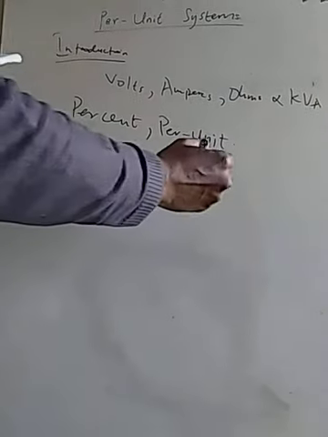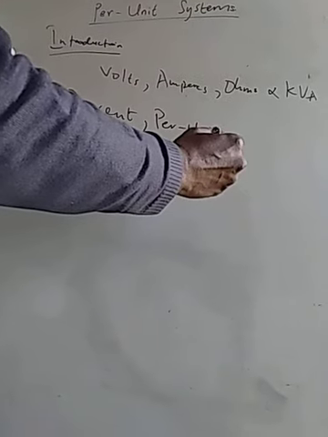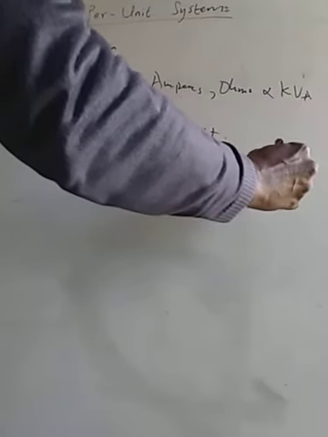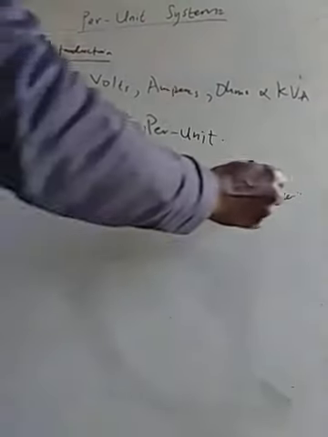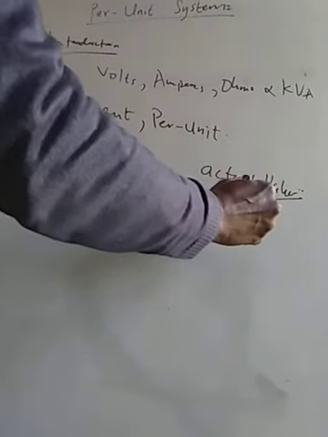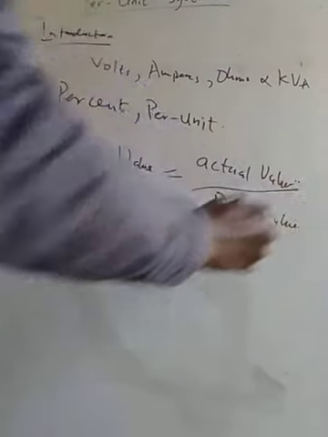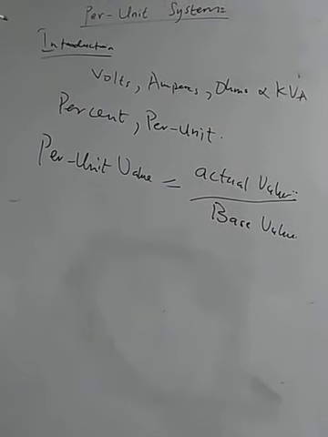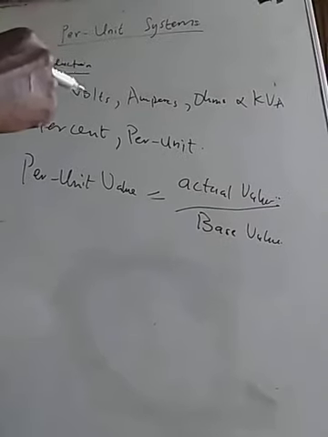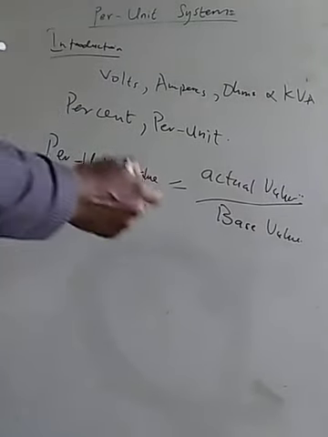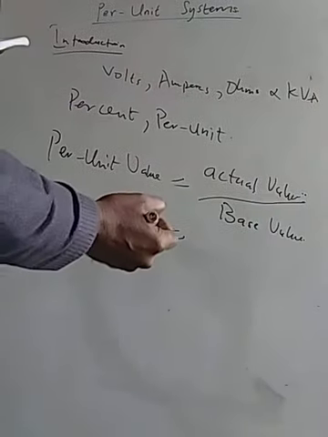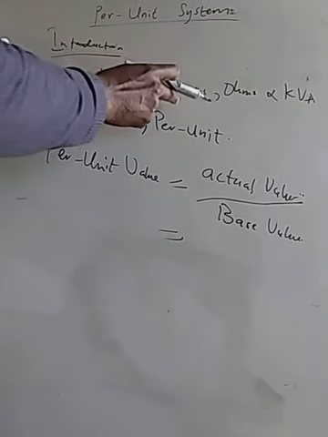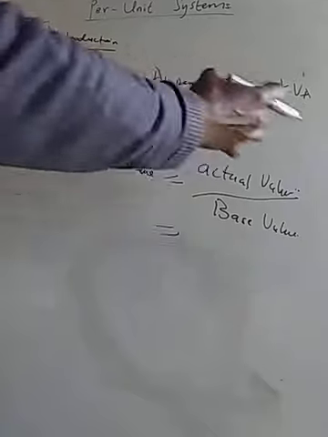So the per unit value itself is represented by the actual value of that particular quantity divided by the base value. Actual value by the base value, which is expressed in decimal. What is the actual value? The actual value is the real value. Then the base is the one that is chosen, the reference.